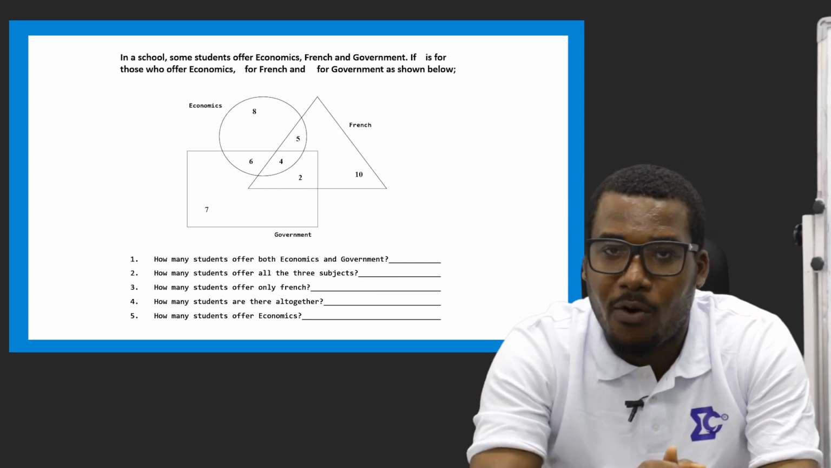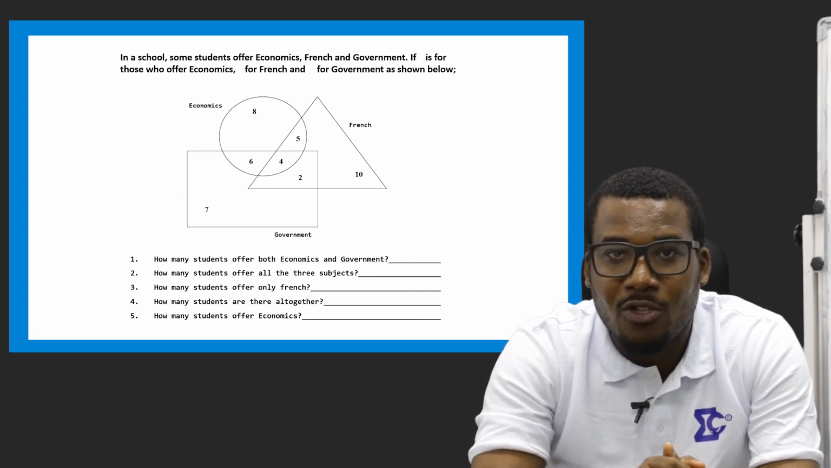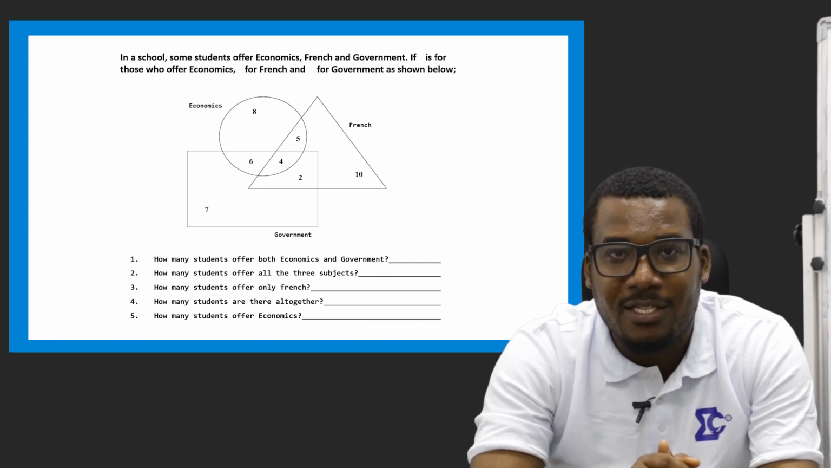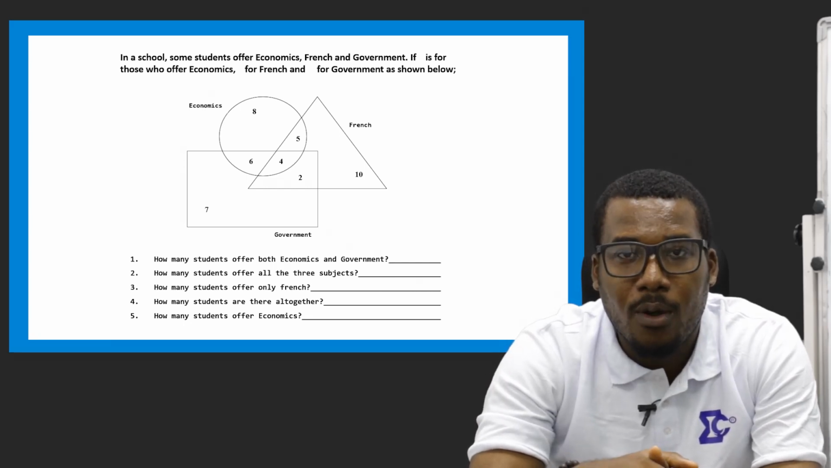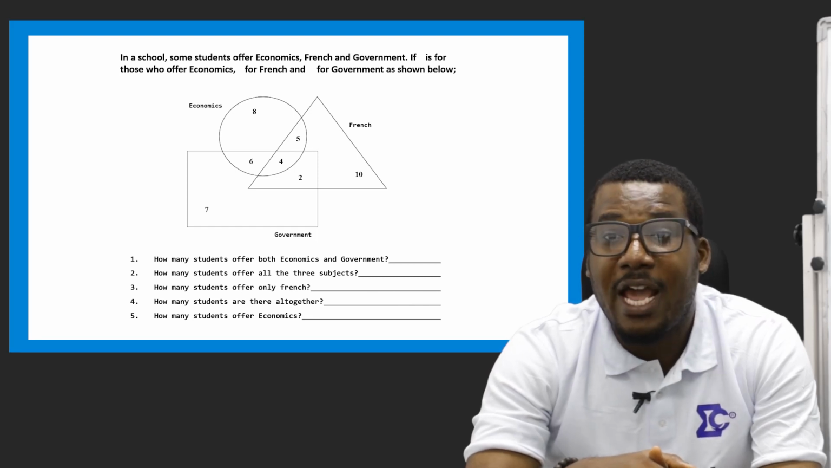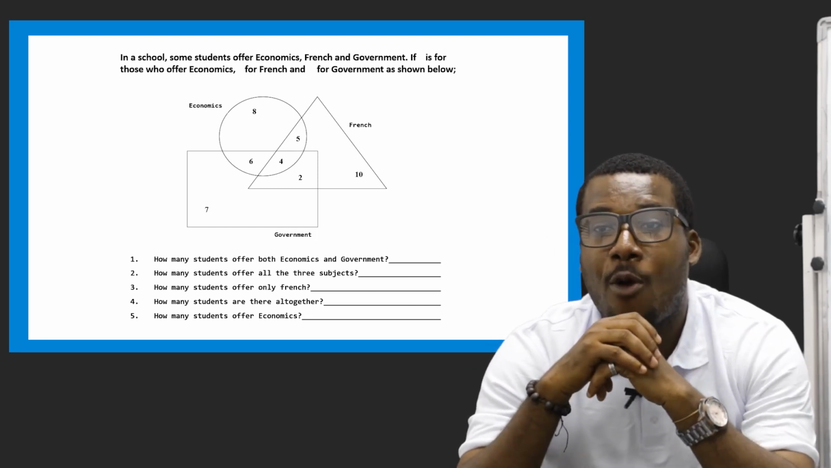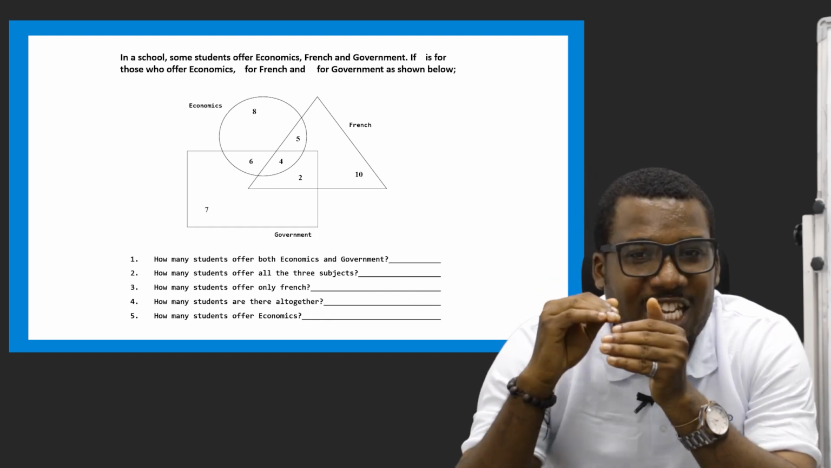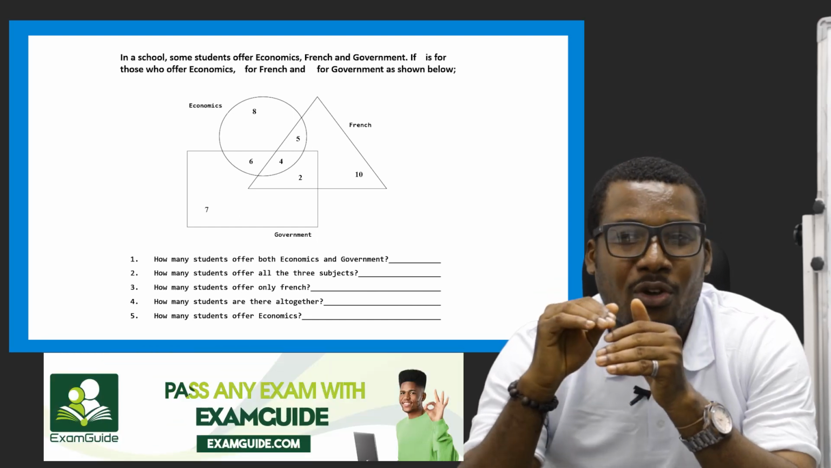They meet at point 4, the place designated with number 4. It then means all 3, those who offer all 3 subjects, are 4 persons or 4 students. Then the number 3 question, they ask how many students offer only. Now here's the catch. There is a specific notion on that.